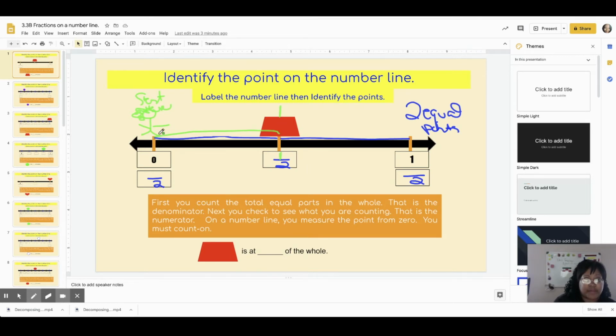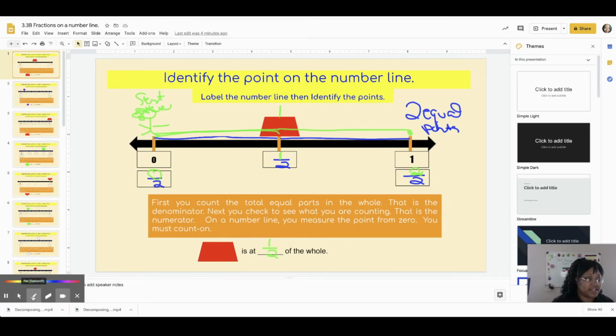Then if I go from 0, 1 equal part, 2 equal parts, and I end here, then that is 2 equal parts that I have gone from 0. So my fraction here would be 2 halves. And my starting line is always going to be 0. So 0 halves, 1 half, 2 halves. So the trapezoid is at 1 half of the whole.